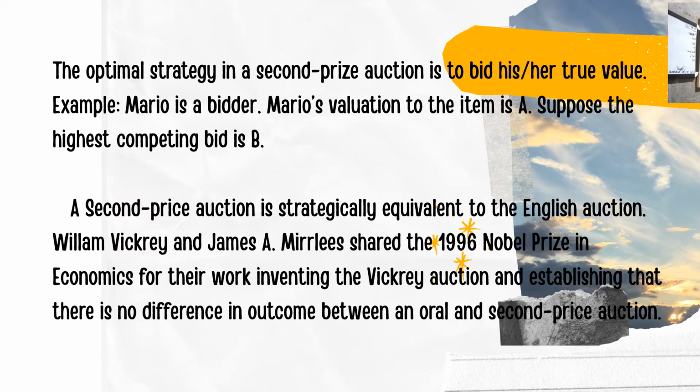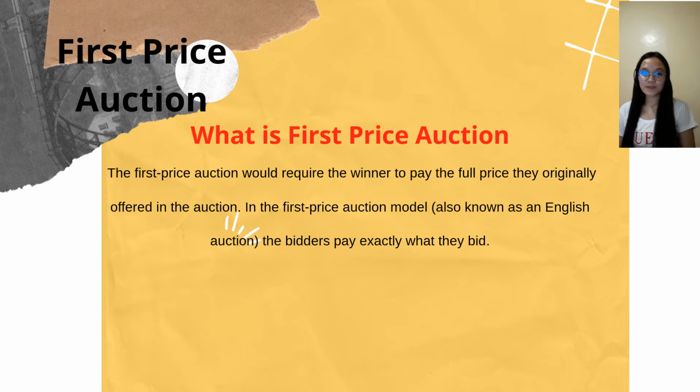Then, the second price auction is actually strategically equivalent to the English auction. William Vickrey and James Mirrlees shared the 1996 Nobel Prize in Economics for their work inventing the Vickrey auction and establishing that there is no difference in outcome between an oral and a second price auction. Kasi dito sa English auction, each bidder is willing to bid up to his or her value, and yung mananalo is yung highest bidder at a price equal to or just above the second highest bidder. Same as with the second price auction, ang mananalo is yung highest bidder at a price equal or higher than the second highest bidder. Now, let us proceed to the first price auction.